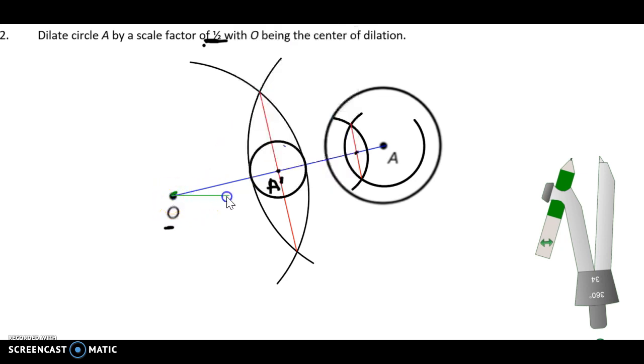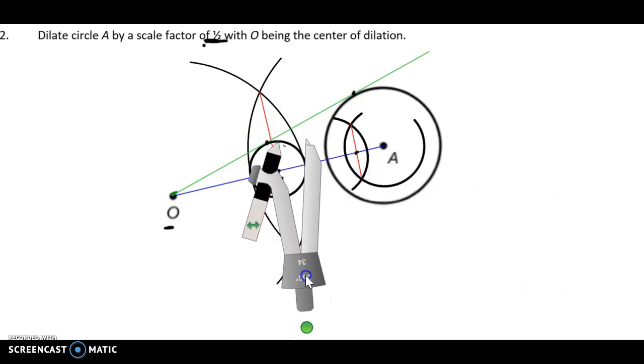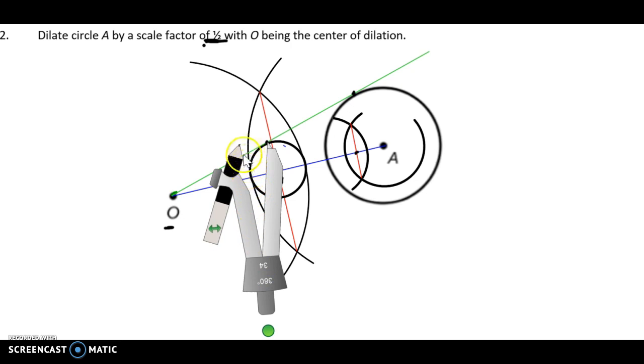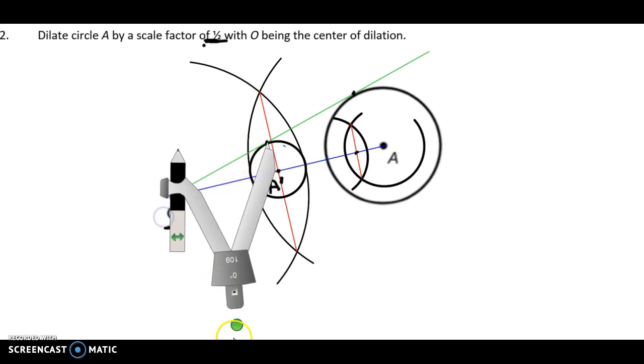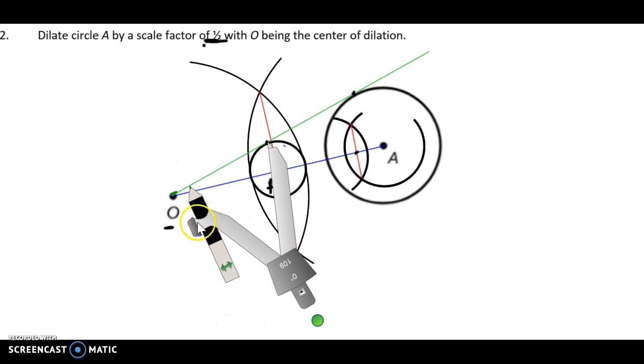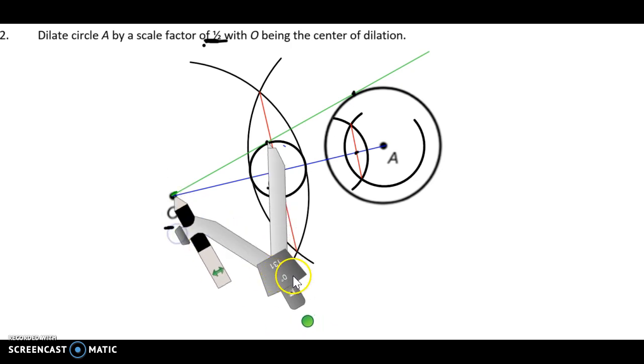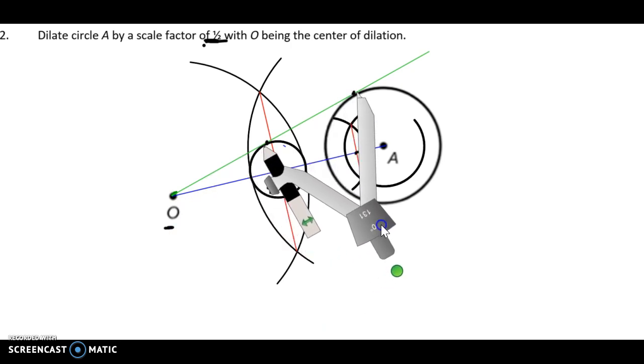Okay, so if I go from O and I hit a point on my small circle, then I should be able to hit a corresponding point on my big circle, which it's not letting me do, but here we go. And so you should be able to tell, or you should be able to measure, that this point here is half the distance, so let's just measure over to O. And then I should be able to verify that that's true, and it looks like I'm off a little bit there, but I'm close.